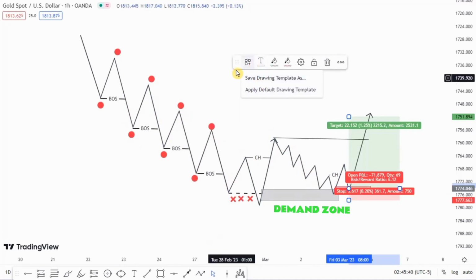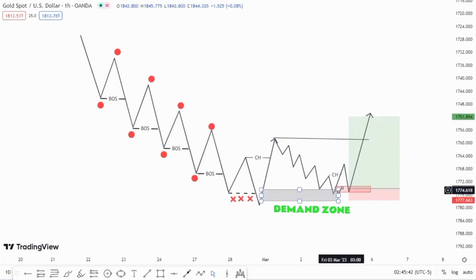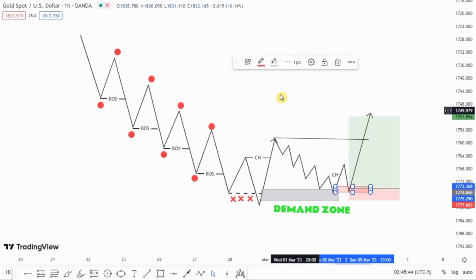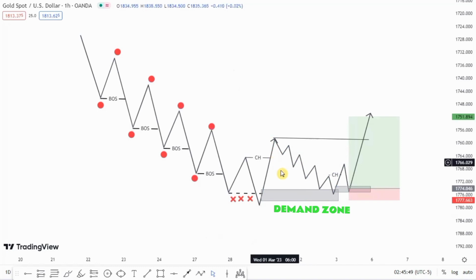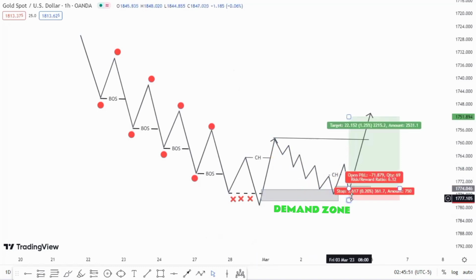So in the previous one, we were looking at the supply zone, because the market was up. When it's down and you're looking for buys, you're looking for a demand zone, where the market is actually cheap.